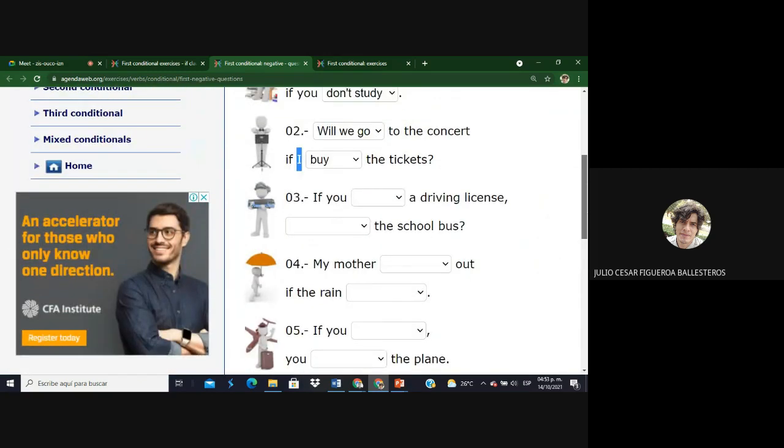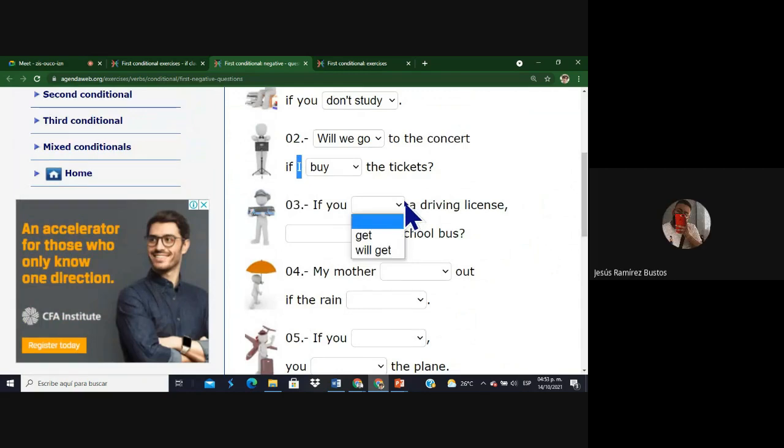Come on. If you get a driving license, will you drive the school bus? Yes, obviously, because you need a special driving license for driving buses. No? What is the translation of this sentence? Okay. Check it.